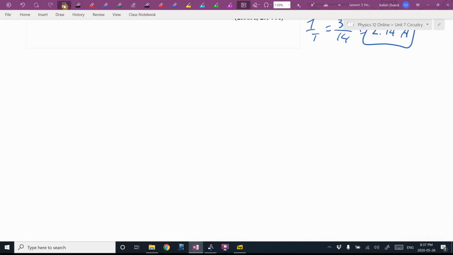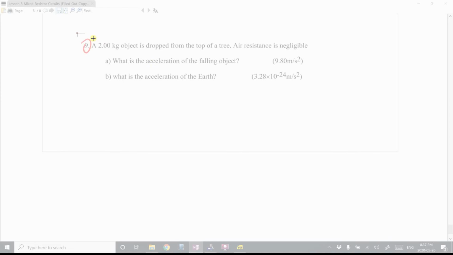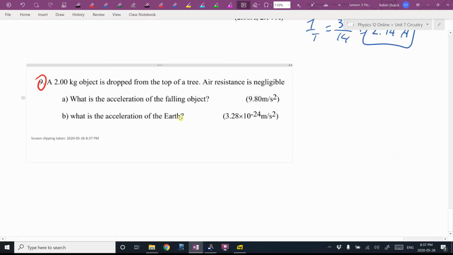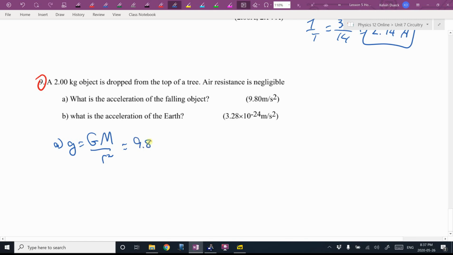Mr. Dueck, this was a little callback. Oh, this one's so easy that it's tough. First of all, what's the acceleration of the object if we ignore air resistance? Well, you know this. It's going to be 9.8. You could also go little g equals big G, big M over r squared, and you could calculate the gravitational field strength, but it is 9.8 newtons per kilogram, which equals 9.8 meters per second squared.